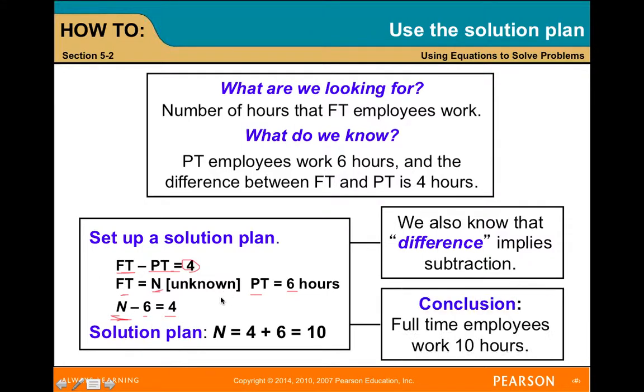We also know the difference implies subtraction, so that's why we're doing n minus 6 equals 4. So now the solution would be this. N equals 4 plus 6, which equals 10. So the conclusion is that full-time employees work 10 hours.